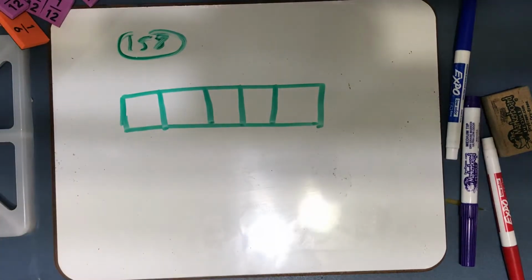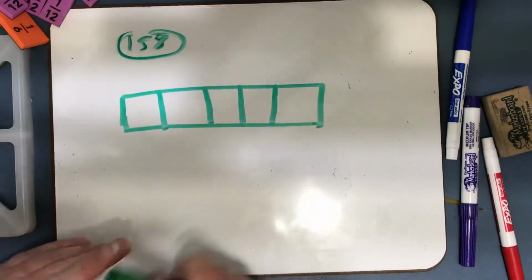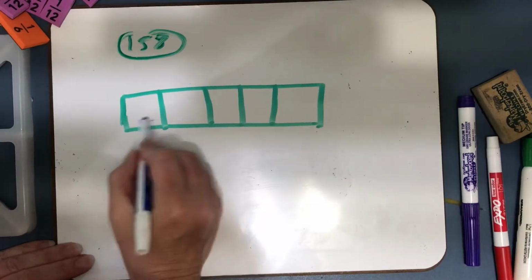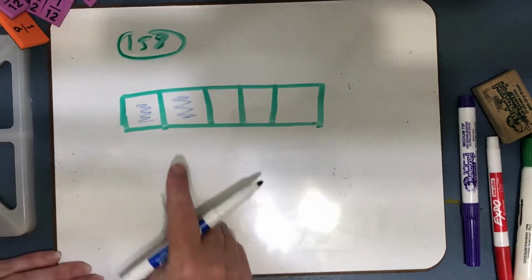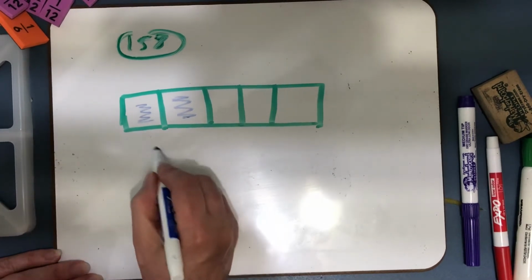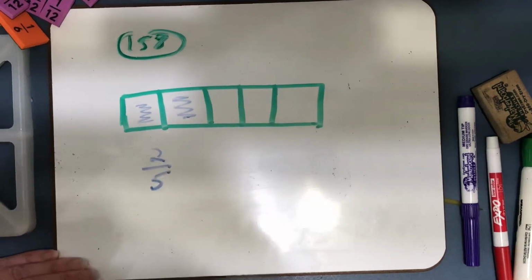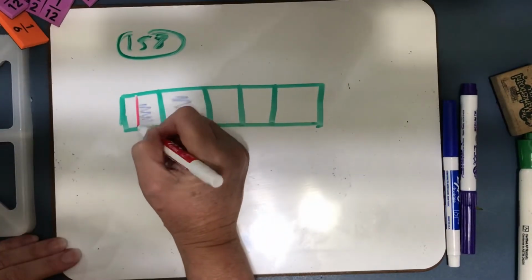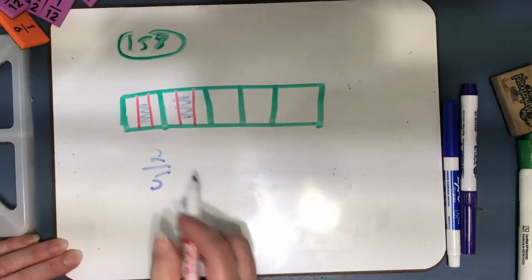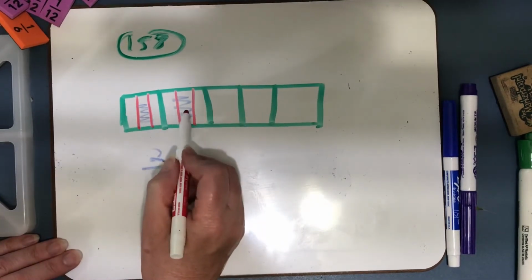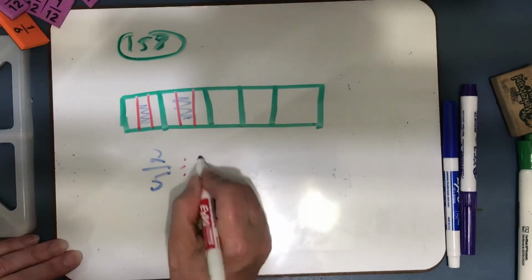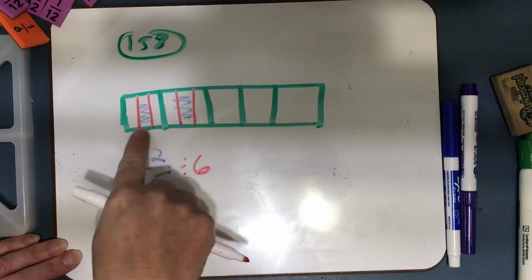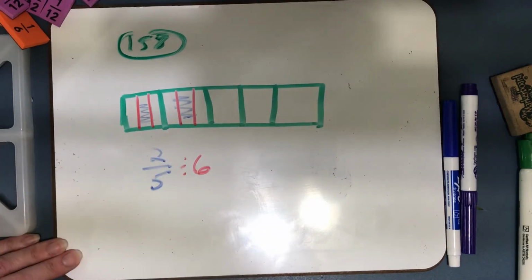Okay, so we have 5 sections, and 2 sections are shaded in. I'm going to shade in 2 sections very lightly. Okay, so that is 2/5 that's shaded in, 2/5. And then it's divided. Let's look at the 2/5 and see how many sections it's divided into. If we count 1, 2, 3, 4, 5, 6, it's divided into 6 sections. 2/5 divided by 6. And we want to know what fraction each one of these sections is of the whole.